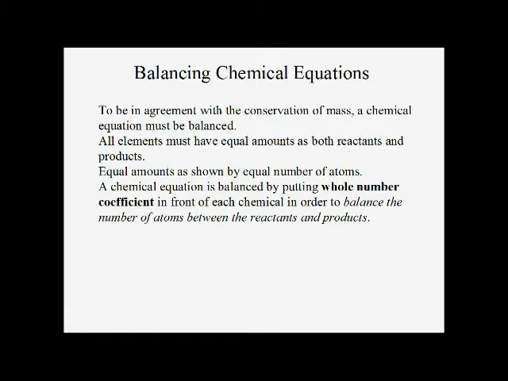So when we balance it, now we're first going to start off making sure that we write our compounds correctly, and then we balance it by putting whole numbers, coefficients, in front of the compounds. So what that's saying is that we have more than one of those being consumed or more than one of those being reacted or produced.